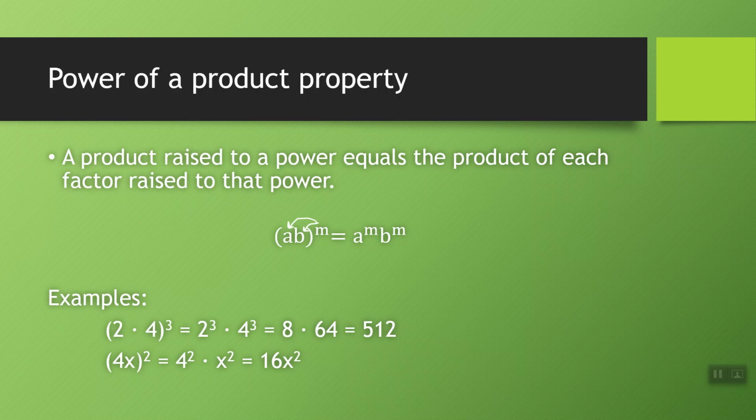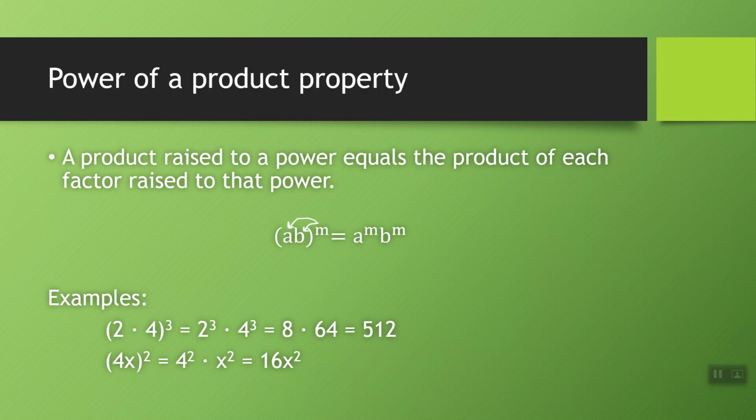In the example, 2 times 4 all raised to the 3rd. So that's 2 to the 3rd times 4 to the 3rd. Now, those bases are not the same, so we can't add those 3's and say something to the 6th power. But 2 to the 3rd is 8. 4 to the 3rd is 64. If we needed to evaluate, 8 times 64 is 512.